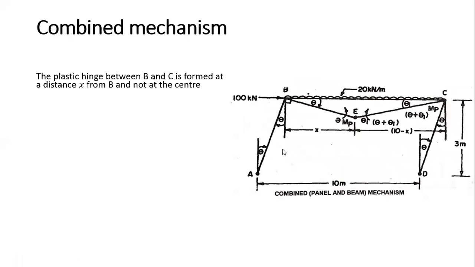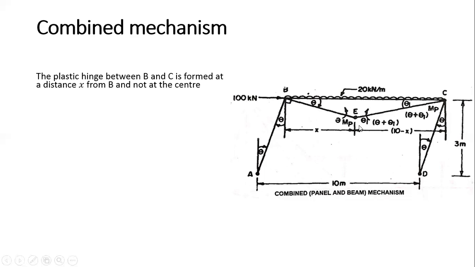So it is 150 MP. Next, consider the combined mechanism. Now this is my combined mechanism. Under this horizontal load, this is your sway, and under this load, this is your beam mechanism. Under this condition also, the beam deflects clockwise. Under this horizontal load, the column deflects again in the clockwise direction. So the angle remains 90 degree here. So no plastic hinge will form at this point here.